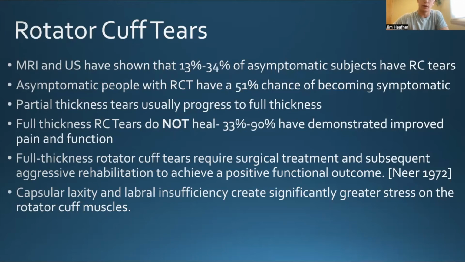Asymptomatic people with rotator cuff tears have a 51% chance of becoming symptomatic. Partial thickness tears usually progress to full thickness. Are there things that we can do about that? I think by proper strengthening and good posture and alignment of the body, we can prevent those partial thickness tears from becoming full thickness. And full thickness tears do not heal. So roughly 33 to 90%, so a huge range, have reported improved pain and function with full thickness tears.